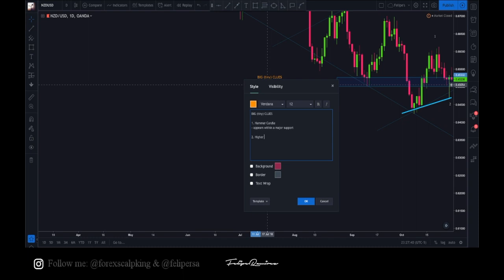Higher low, and this higher low occurs at a key major support area, and not only that, what makes that higher low is the actual hammer candle itself. So we could say that this hammer candle, its wick, creates the higher low.